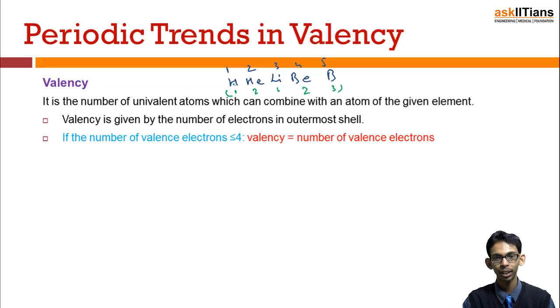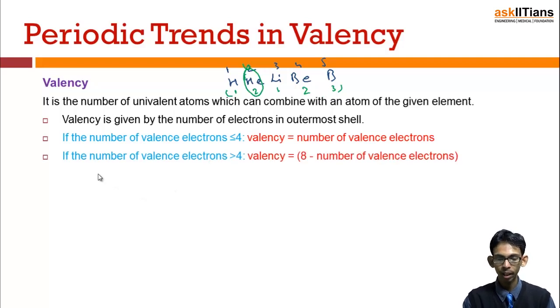So for hydrogen there is 1 valence electron, which is less than 4, so valency will be equal to 1. Let's skip helium, because it is an inert or noble gas and does not participate in any bond formation. In case of lithium, the number of valence electrons is 1, which is less than 4, so valency will also be 1. Beryllium has 2 valence electrons, so the valency will also be 2. Boron has 3 valence electrons, so valency is also 3.